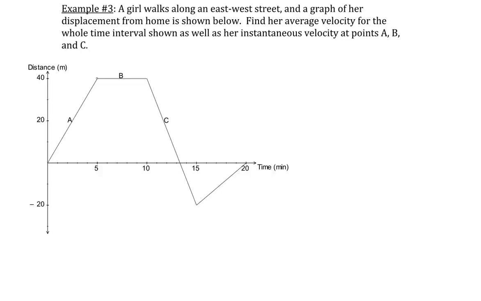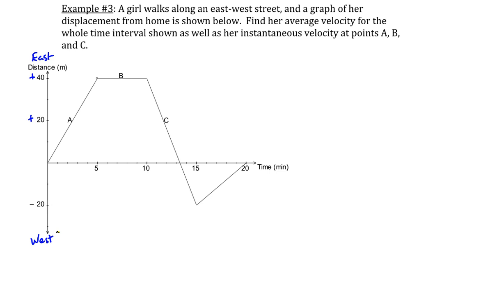Welcome to example number 3. We have a girl that is walking along an east-west street, and we have a graph shown over here. Along the y-axis is the distance, and we'll have to make an assumption here. Let's assume that along the positive direction is east, so this would be positive 40 meters and positive 20 meters in the easterly direction. And then down here in the negative direction is going to be the westerly direction.